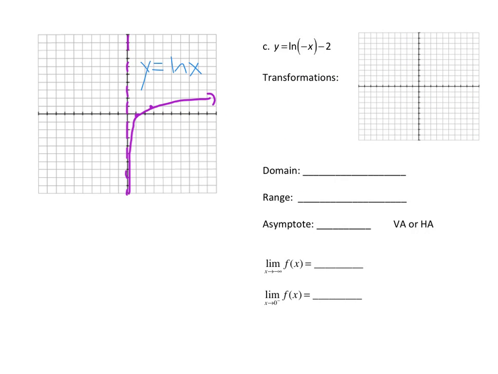In this example, we're transforming a natural log graph. The negative sign is on the inside by the x, so that's a horizontal reflection.